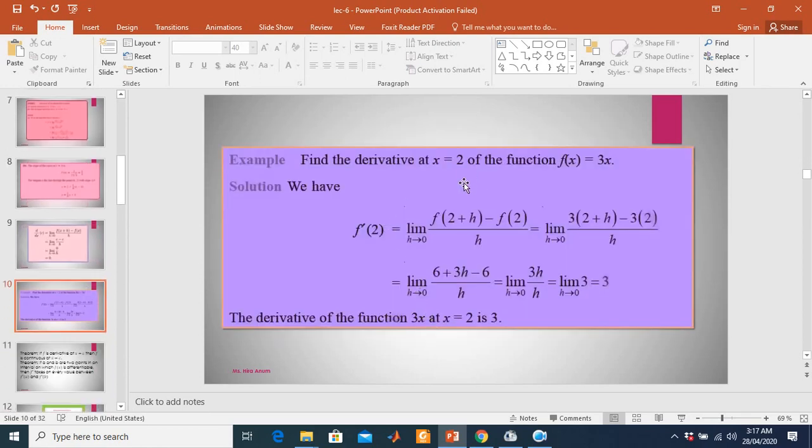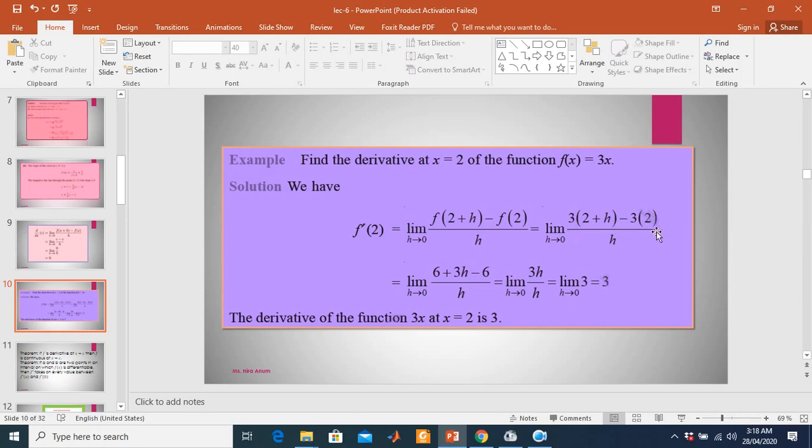Find the derivative at x equals 2 of the function f of x equals 3x. We take f of x plus h minus f of x over h when h approaches 0. Here at x equals 2, limit h approaches 0 of f of 2 plus h minus f of 2 over h. Here 3 times 2 plus h minus 3 times 2, putting x equals 2 plus h, then it becomes this over h.